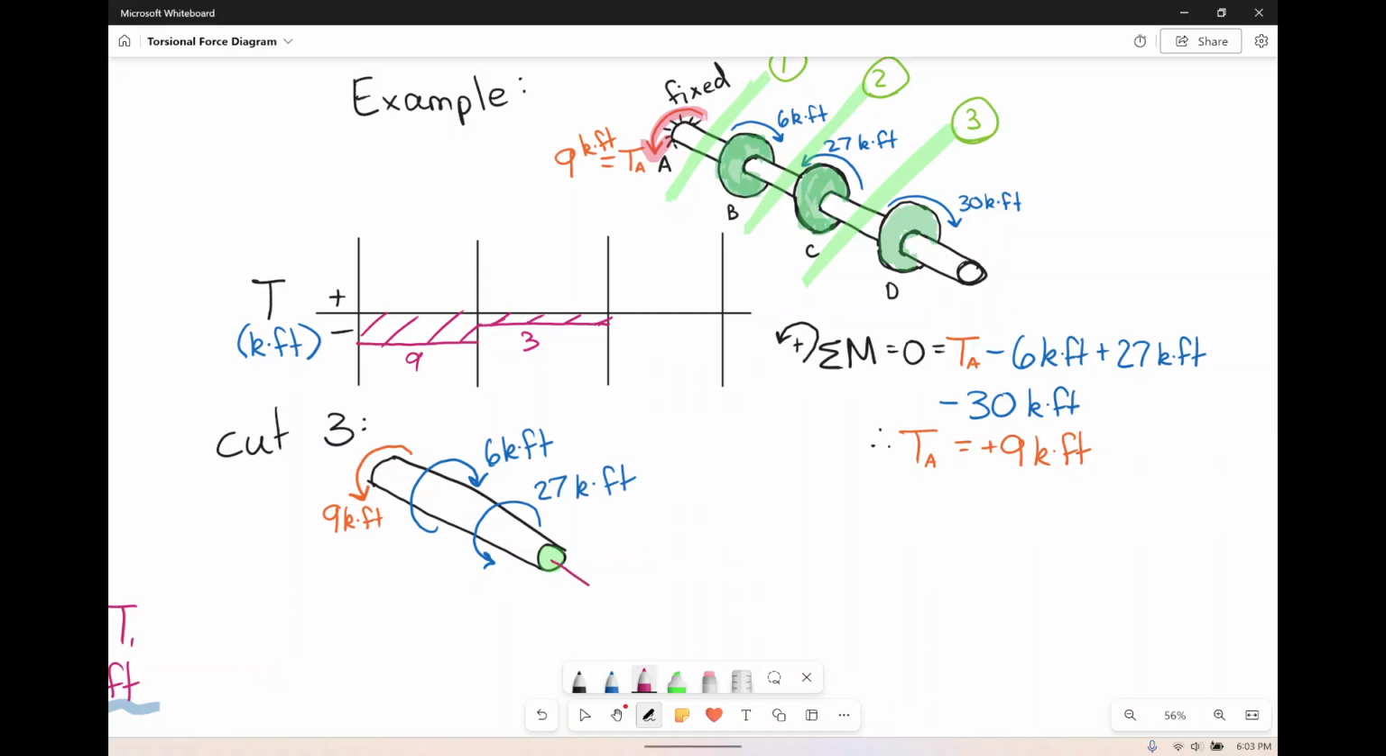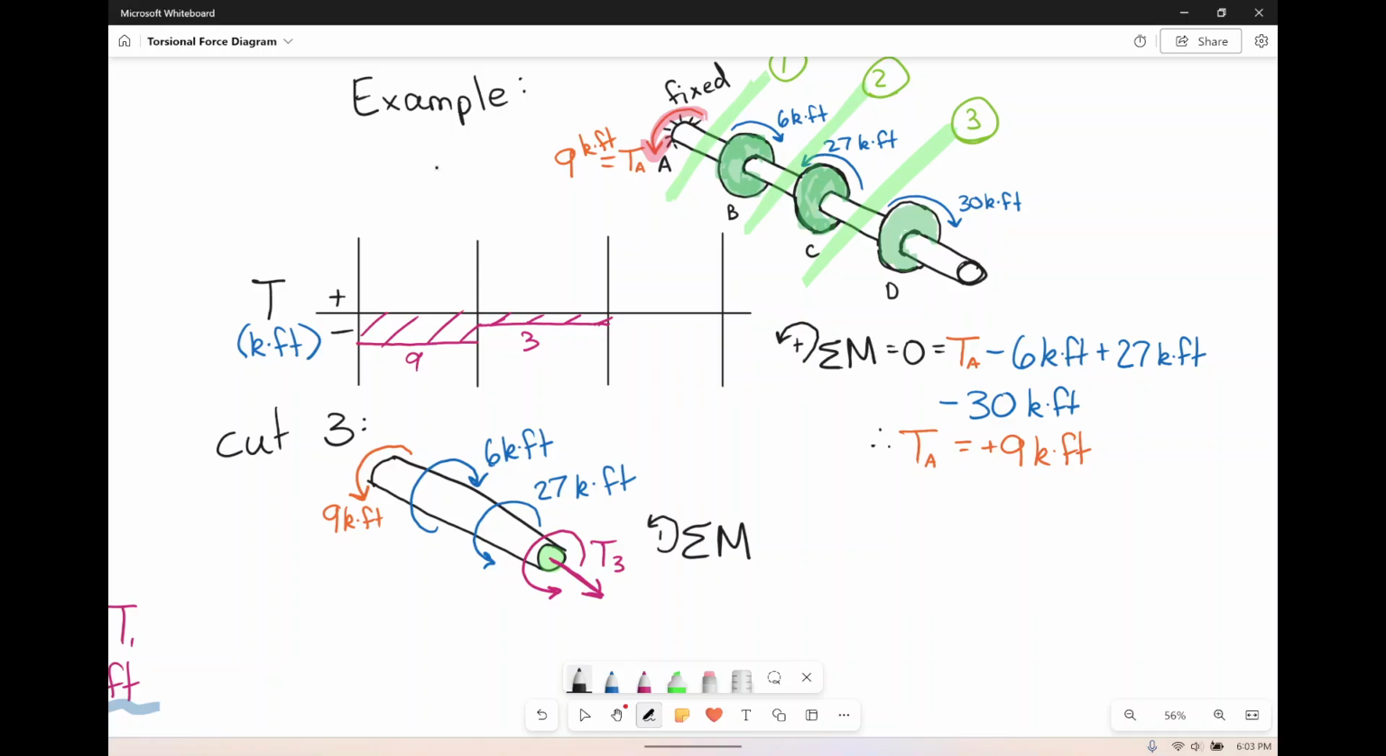Again, positive normal goes away from the face. That's the direction of our thumb on our right hand. Twisting around, we've drawn it this way. This is T3. You're thinking that's a lot of numbers. Yeah, only 3, not that bad. So we're going to sum some moments again.